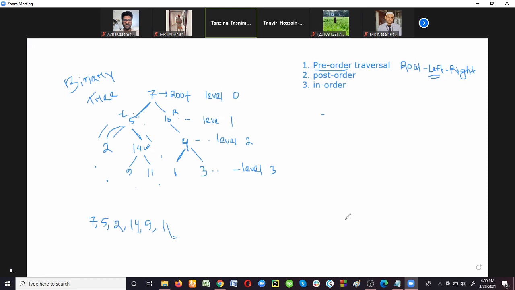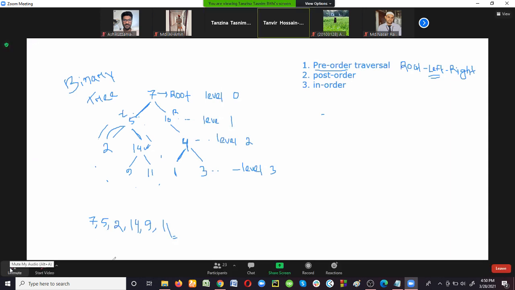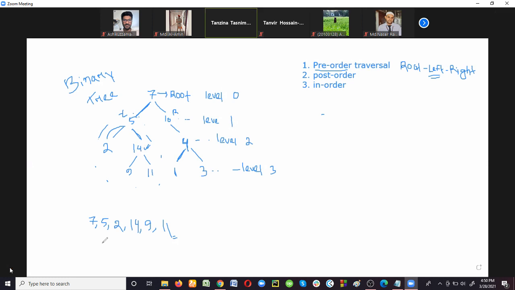Is that clear? In the pre-order traversal method, at first traverse the root node and then traverse the left subtree, then traverse the right subtree. So now here we have traversed all the elements of the left subtree, isn't it? Yes, ma'am. So what will be our next step? After traversing all the steps, now we can traverse back from 11 to 14, but we cannot take those elements here because we have already taken 14.